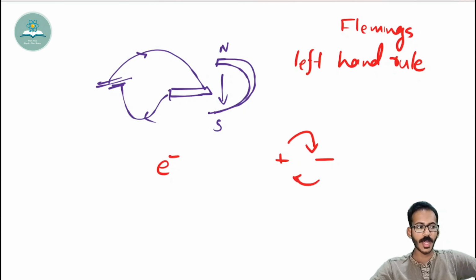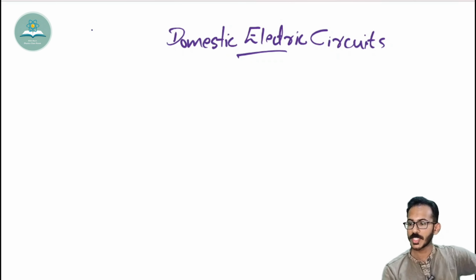So, if they tell you an electron is entering from left to right, then take the direction of current from right to left. Take the opposite. Suppose if they tell you a proton is entering, proton is positively charged, so it will always go towards negative. That is same as the direction of current. So if they tell you a proton is entering in this direction, then take the direction of current also as same. Our next topic is domestic electric circuits.